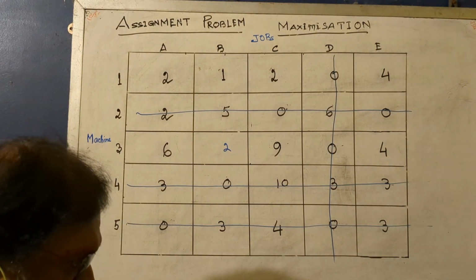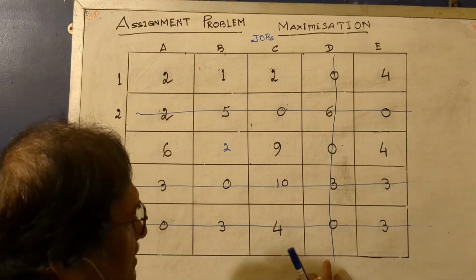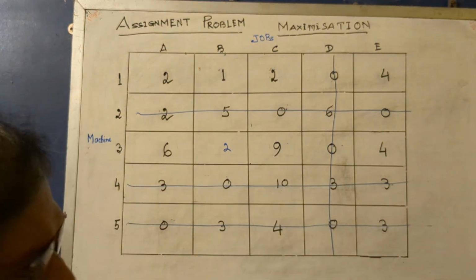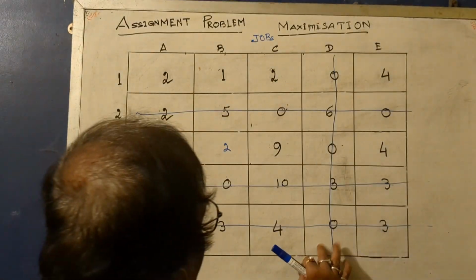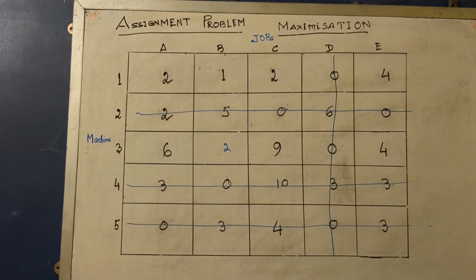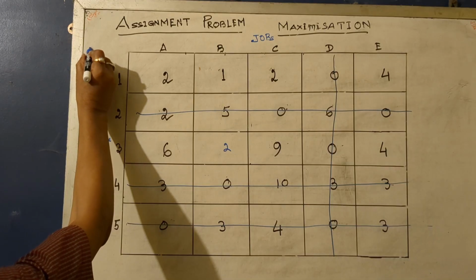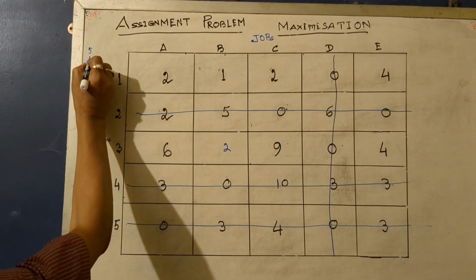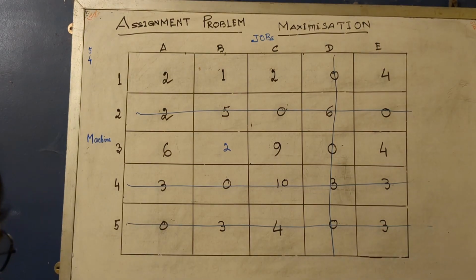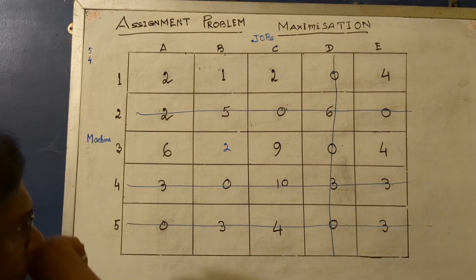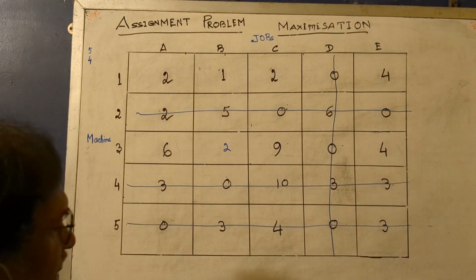But if it is not so, if the number of lines is less than the order of the matrix, then you should proceed further. So in this case, the number of lines is less than the order of the matrix, because the order of the matrix is 5, but your lines are 4. So 4 is less than 5. That means you should proceed further. What will you do next?